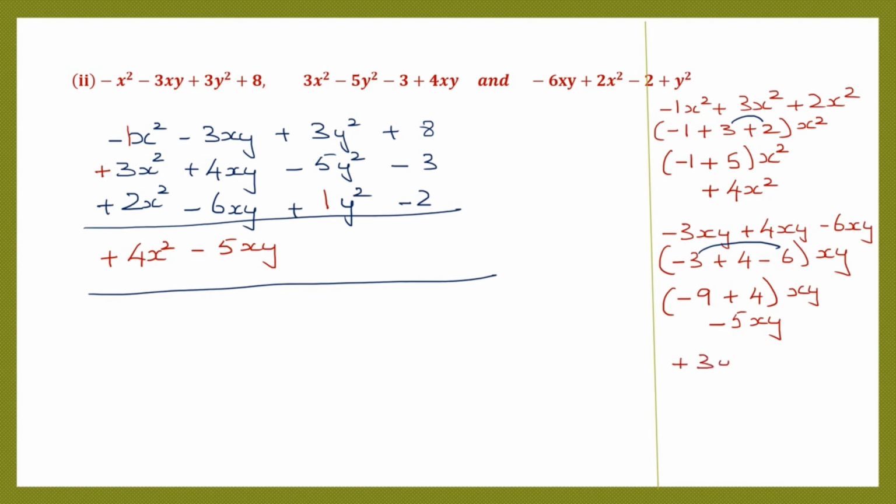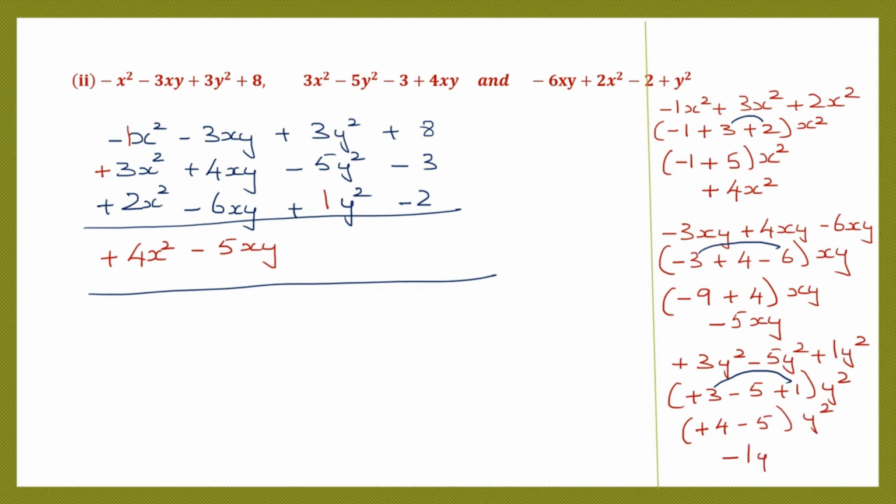Now let's take the third column. Plus 3y square minus 5y square plus 1y square: plus 3 minus 5 plus 1y square. Add up the numbers with the same sign, plus 3 and plus 1. 3 plus 1 is 4, so plus 4 minus 5y square. Signs are different, put the sign of the bigger number and subtract. 5 minus 4 is 1y square. So that is minus 1y square.